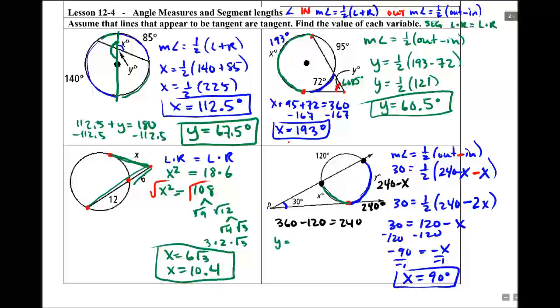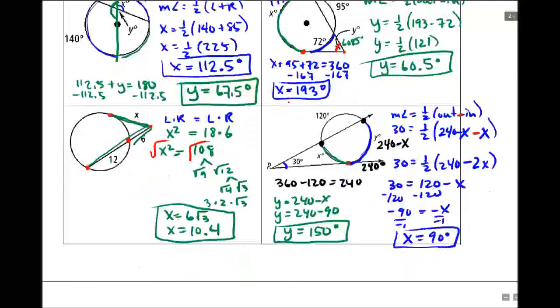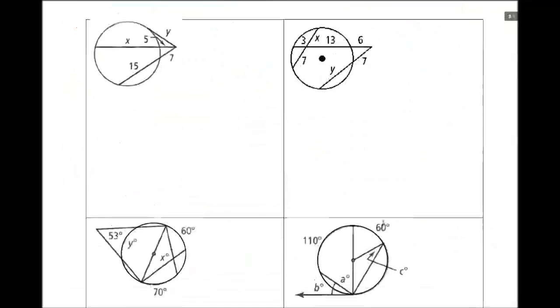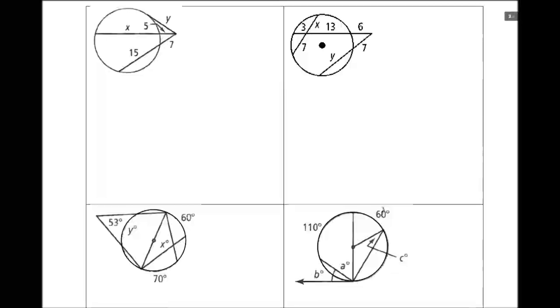Y is just 240 minus x, so y is 240 minus 90, so y is 150 degrees. All right, those weren't too bad. Let's look at what's next here. We've got some more of the same. Why don't you pause the video and you try the next two, and we'll come back and go over them together.